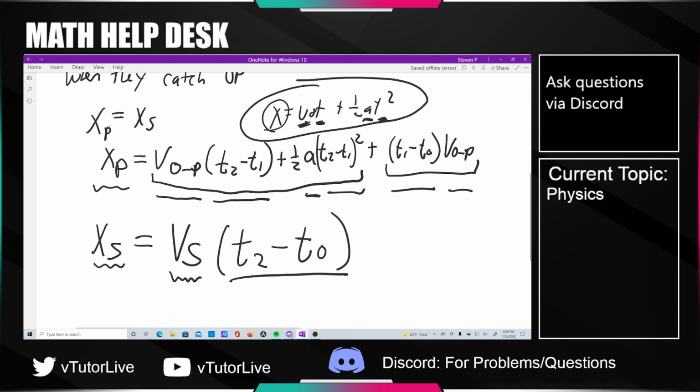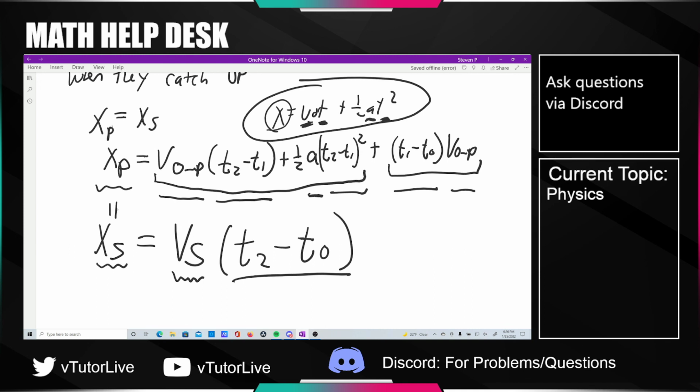So at this point, things are looking pretty good, right? Remember that XP and XS are equal to each other. They're the position after they catch up again after the chase. So at this point, we have basically two unknowns and two equations. So this is totally solvable, right? So yeah, I think you should be able to just go hammer through and solve that. At this point, it's just algebra.